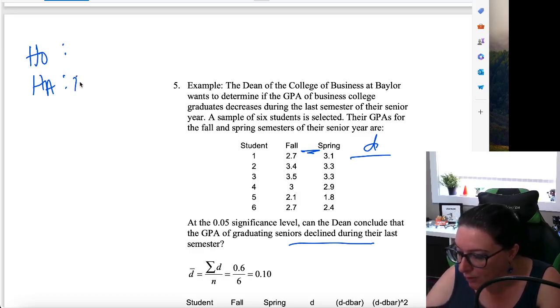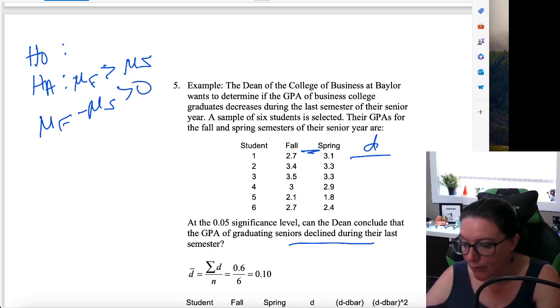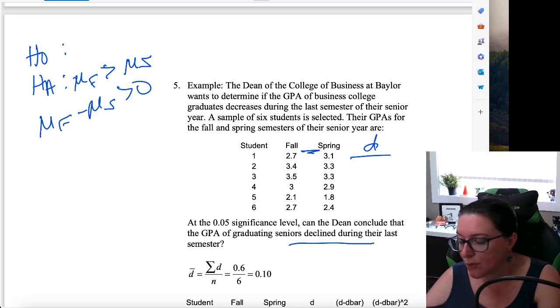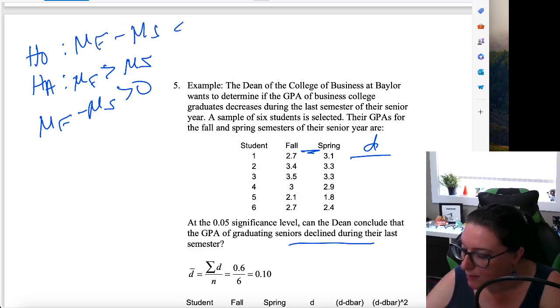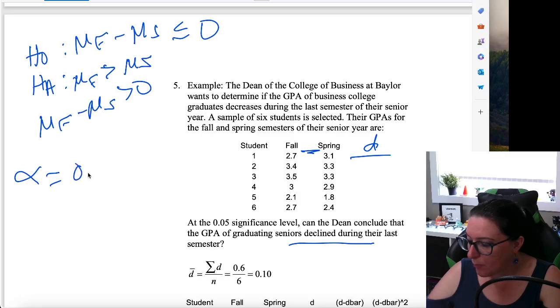So if you are taking mu-fall greater than mu-spring, then the average fall minus the average spring is greater than 0. Okay, so how are we arranging this? We're saying fall is greater than spring, that it is declining. So mu-fall minus mu-spring. The alternative then is that mu-fall minus mu-spring is less than or equal to 0. Okay, alpha here, 0.05.